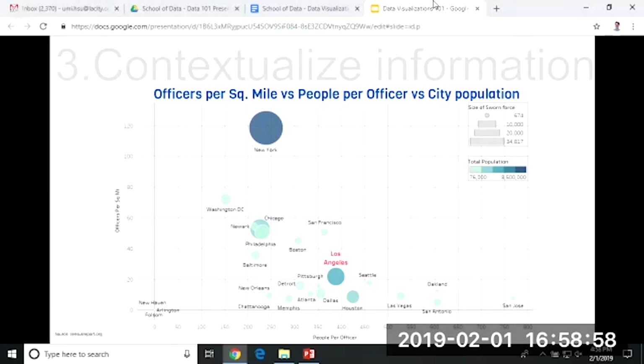This chart here shows police officers in different cities across the United States, considering the size of a city and how many officers within the city there are per square mile, how many people there are per officer, the city population, and the size of the sworn police force. On our x-axis here, it's the people per officer. The Y, we have officers per square mile. Then the actual color, the darker the color, the more people live in the city. So we see New York here is the darkest, followed by Los Angeles. And finally, the size of the circle is how many officers are in the sworn force.